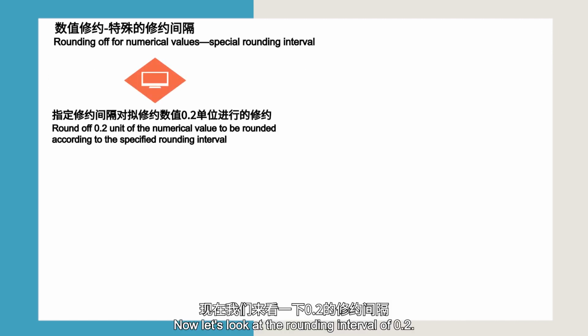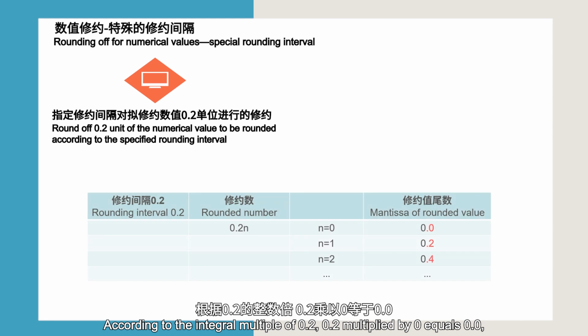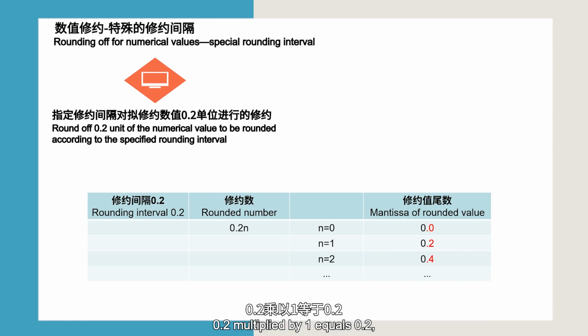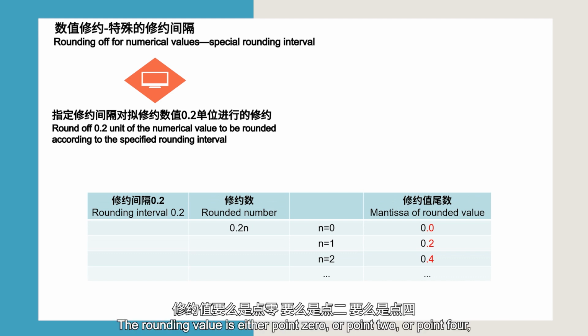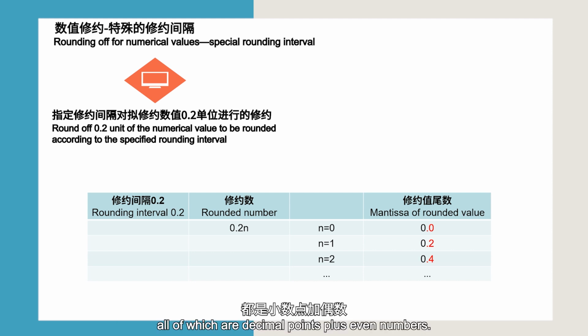Now let's look at the rounding interval of 0.2. What should the mantissa of the rounding value be? According to the integral multiple of 0.2, 0.2 multiplied by 0 equals 0.0. 0.2 multiplied by 1 equals 0.2. And 0.2 multiplied by 2 equals 0.4. The rounding value is either 0.0 or 0.2 or 0.4, all of which are decimal points plus even numbers.